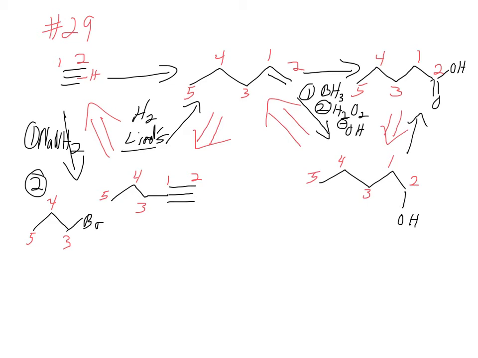And then if we want to turn a primary alcohol into a carboxylic acid, we want to use what? The chromium. Some sort of chromium. Right.